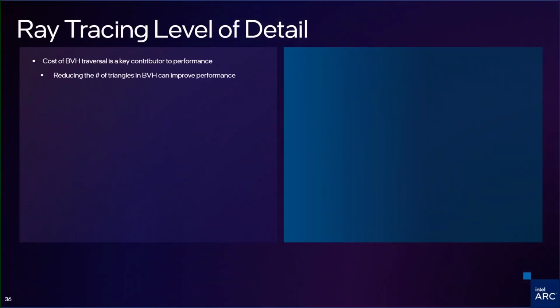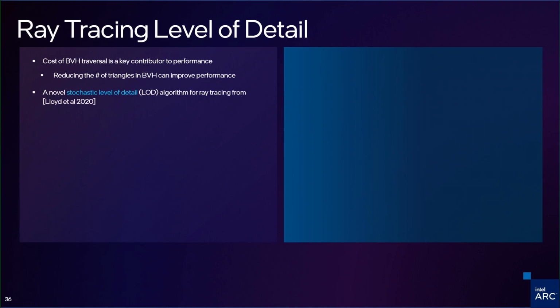So I want to talk about ray tracing level of detail. I think intuitively, from our backgrounds, we all know what level of detail is. The basic idea is that for our geometry and textures, we have different polygon counts or different resolutions of texture for level of detail. And in the context of ray tracing, because we know the cost of traversal is a key contributor to performance, if we reduce the number of triangles in our LODs, we can improve performance of our acceleration structure traversal.